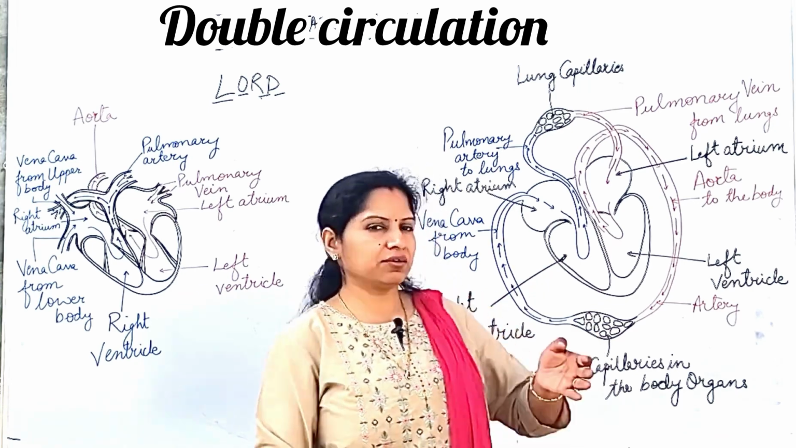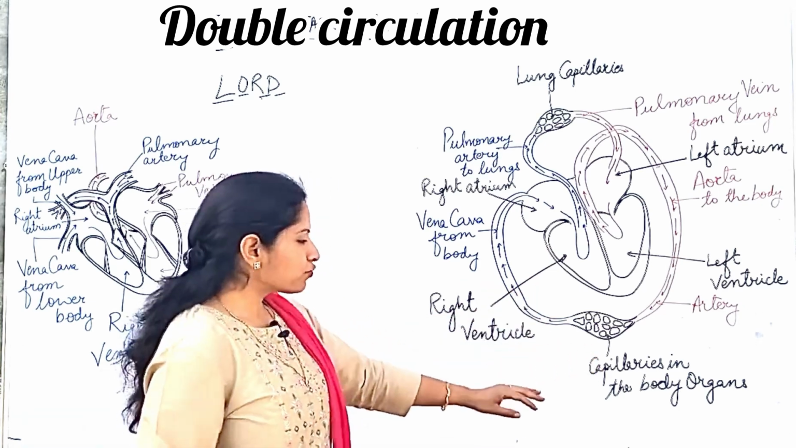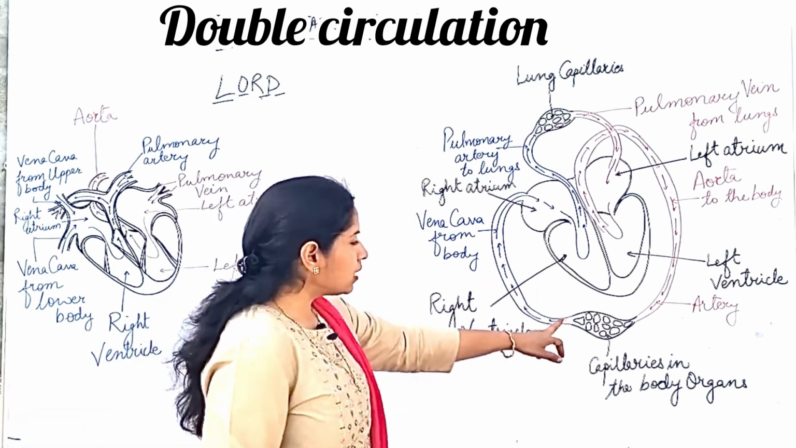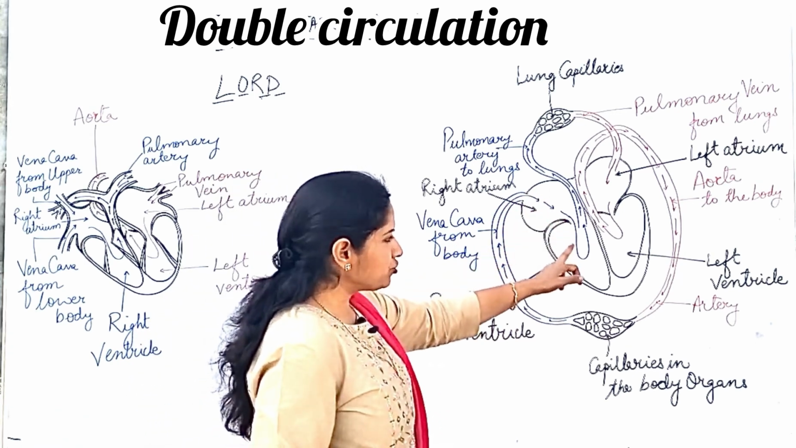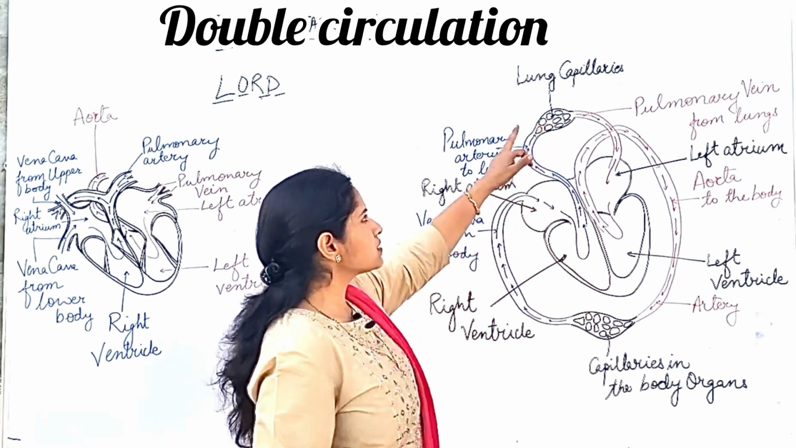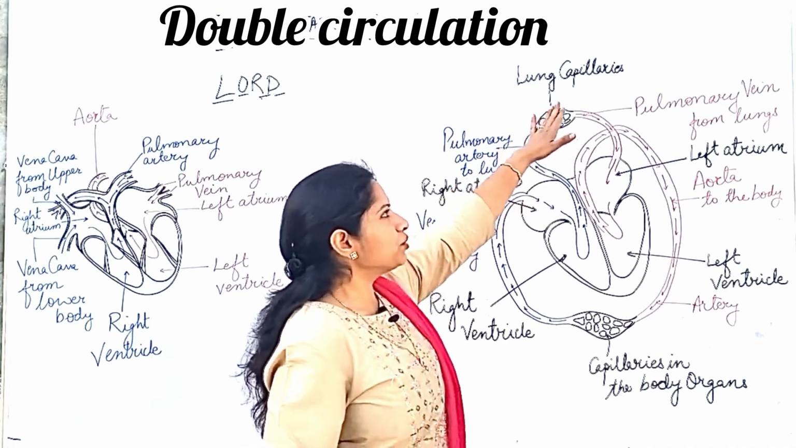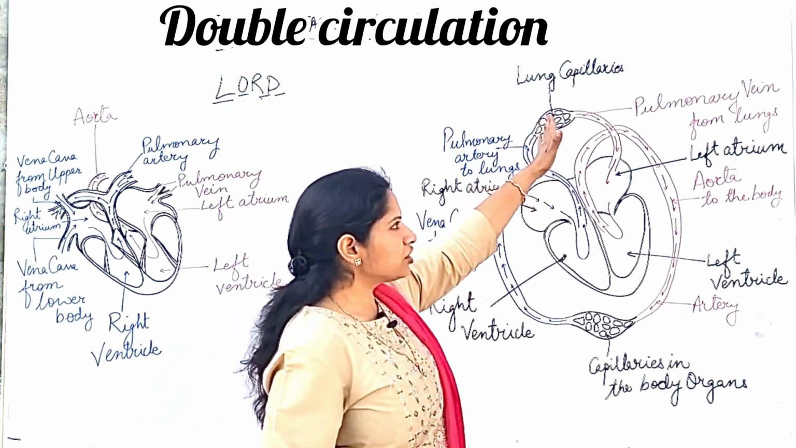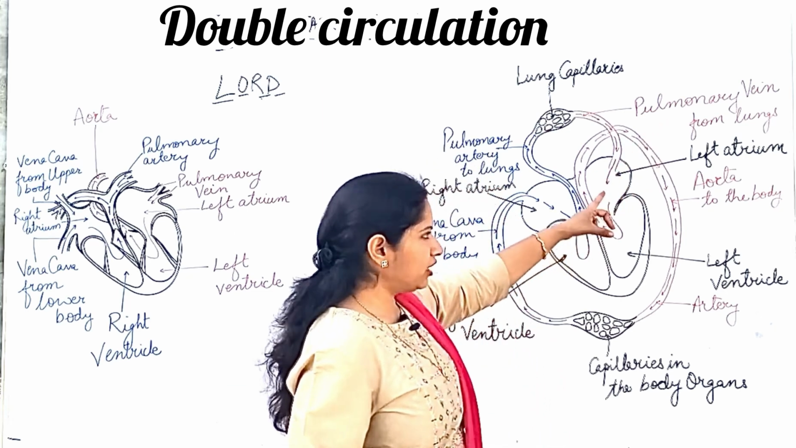Now once more we are going to discuss the whole blood double circulation through this diagram. From the whole body, the blood comes passing through the vena cava to the right atrium, from the right atrium to the right ventricle, from the right ventricle it passes to the lungs, passing through the pulmonary artery. In the lungs, the blood is going to get oxygenated. This oxygenated blood comes back, passing through the pulmonary veins to the left atrium.